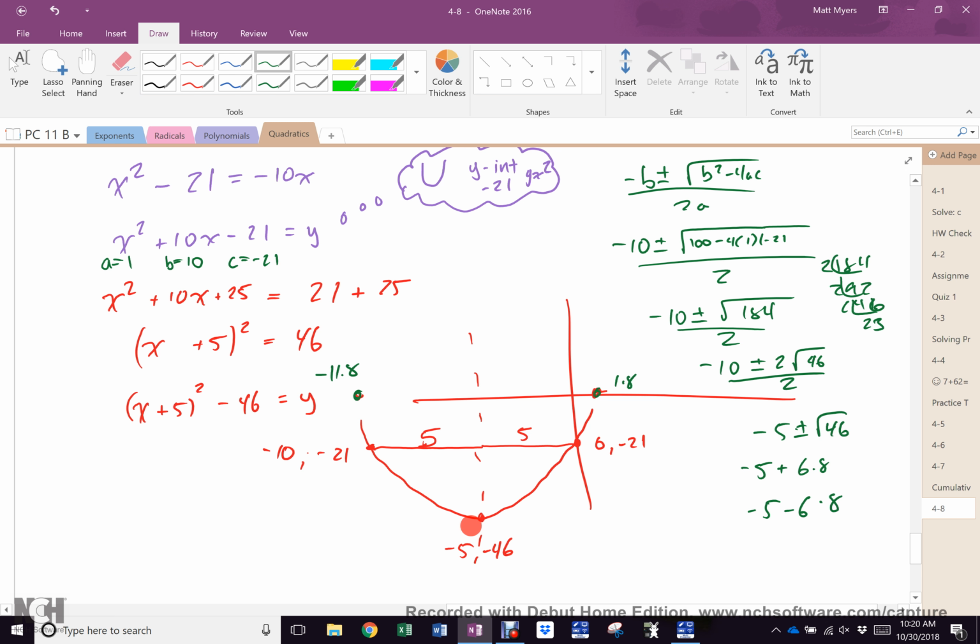Everybody cool? And then we quadratic formula the same thing. Is everybody good?